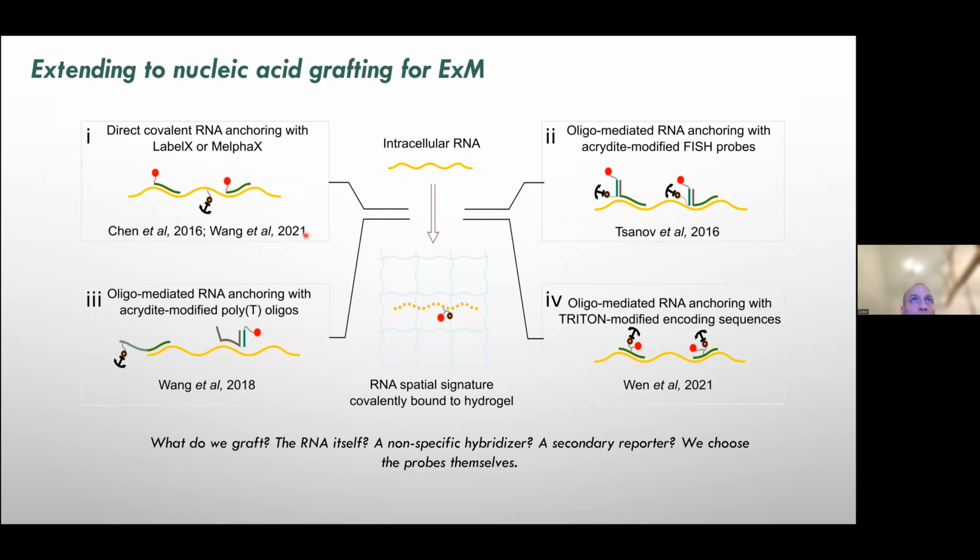Then we moved on to nucleic acid grafting. There were a few examples in literature quite early on. For example, this Tsanov here, or the original paper from Chen, 2016. What they do is they graft the RNA, in this case here. So they have an RNA binder for grafting the RNA to the matrix. Tsanov here used an approach where they have a secondary binder that can be grafted to the matrix.